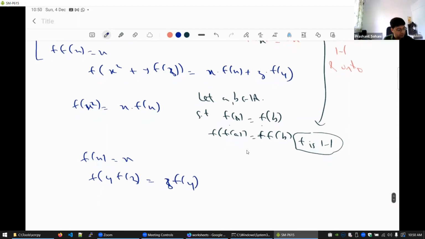So now, for example, just consider substituting y and z to be equal. So f of z f of z. Can I say this f of z f of z equal to z f of z?